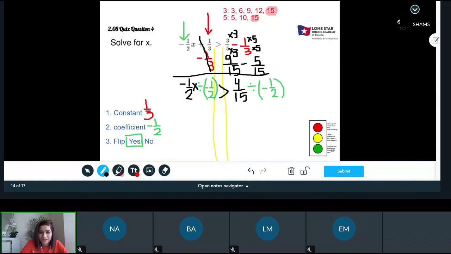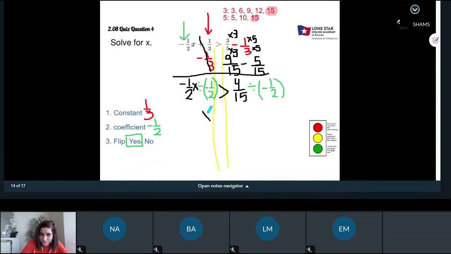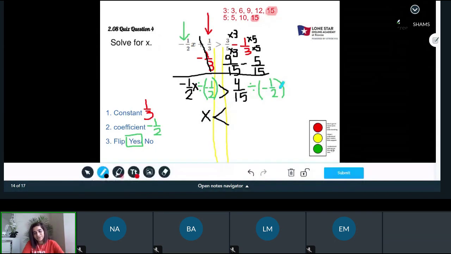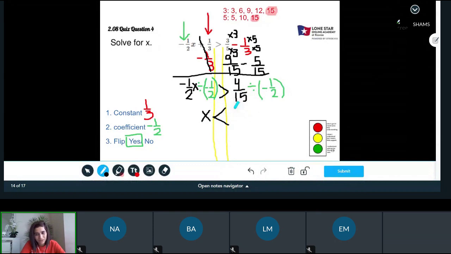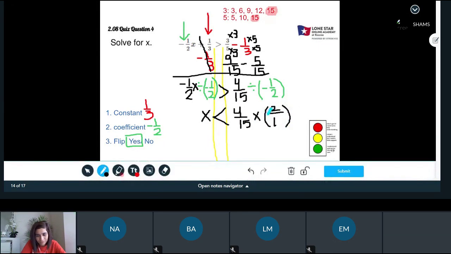So negative 1/2 x divided by negative 1/2 gives me x by itself, 1x. I flip the symbol and then I divide these two. Let's see how the division works. I will keep the first fraction 4/15. I will change the division sign to a multiplication sign. And I will flip this fraction and make it 2 over 1. And remember, it is a negative fraction, so we will also keep the negative sign somewhere so we know that the final answer has to be negative.